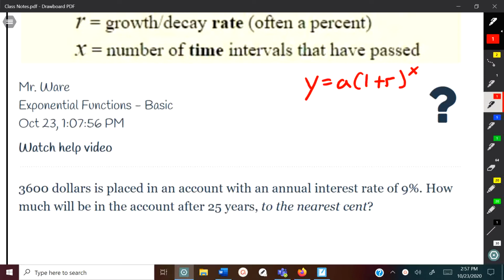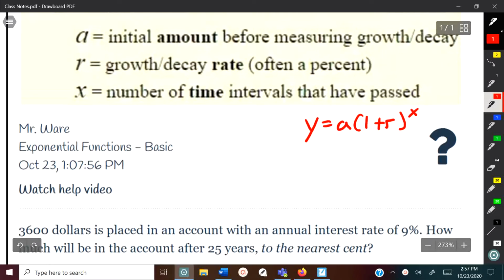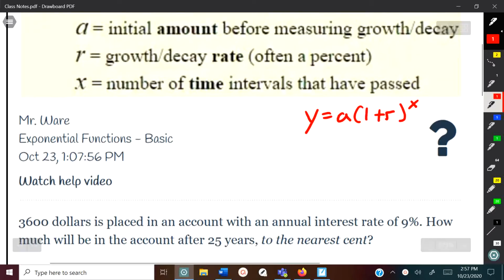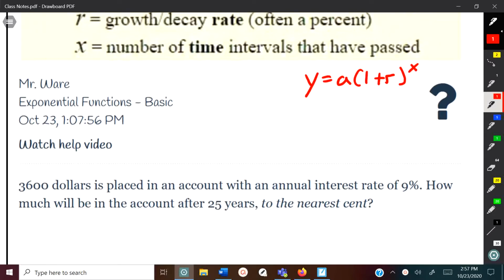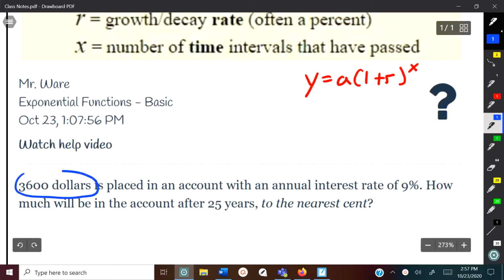So A is the initial amount before measuring growth or decay. So the initial amount before measuring growth or decay is here. We start off with $3,600. So A is equal to 3,600.